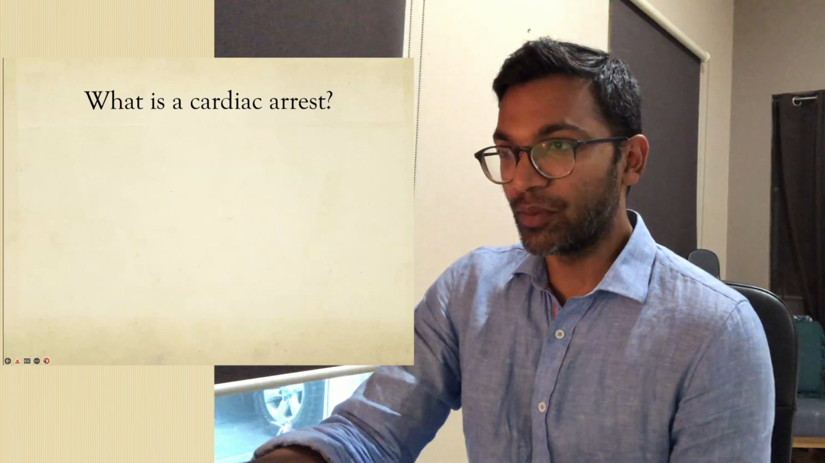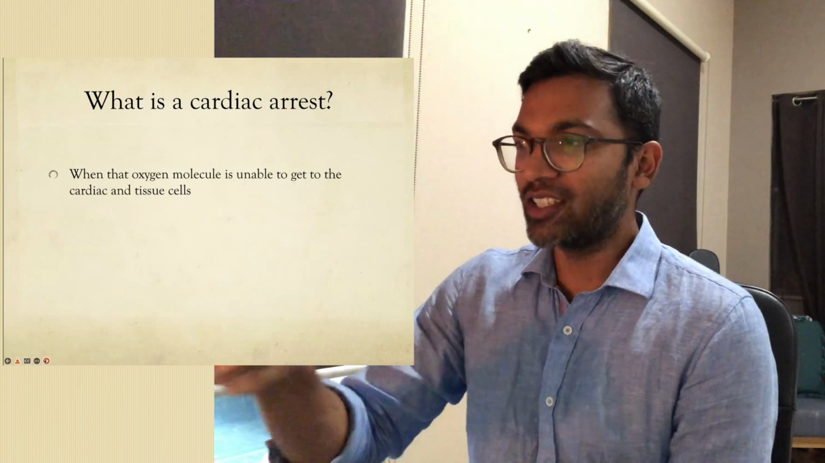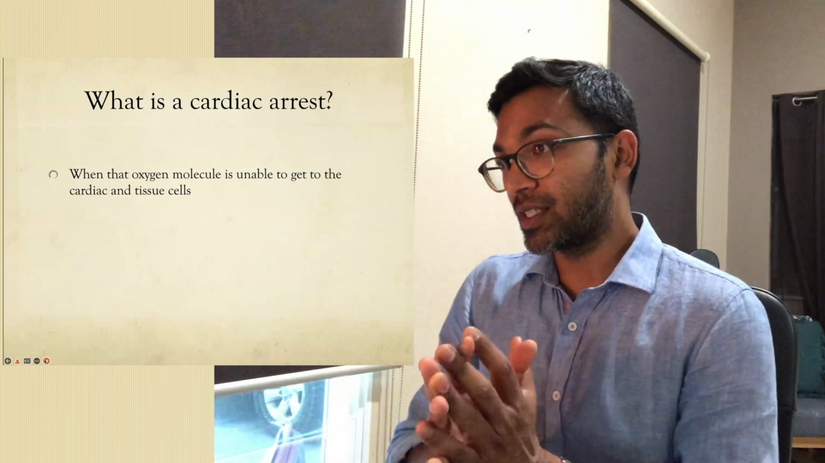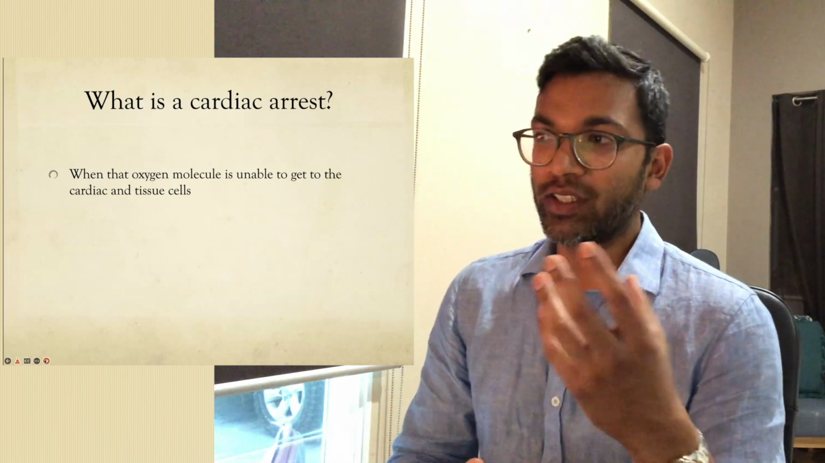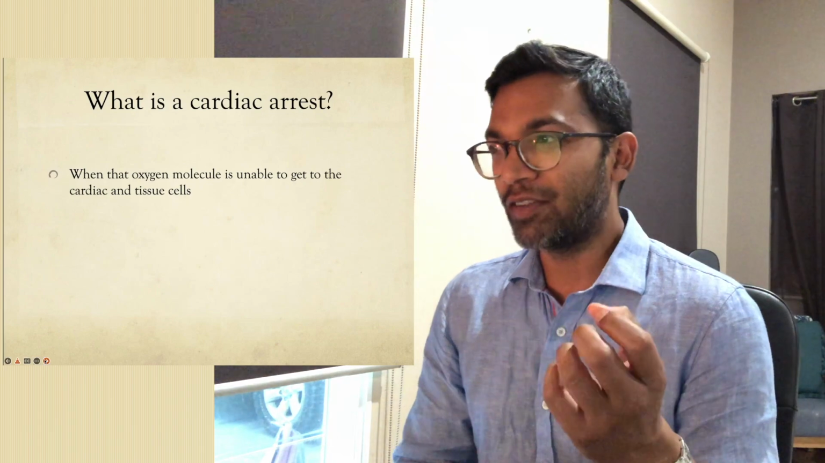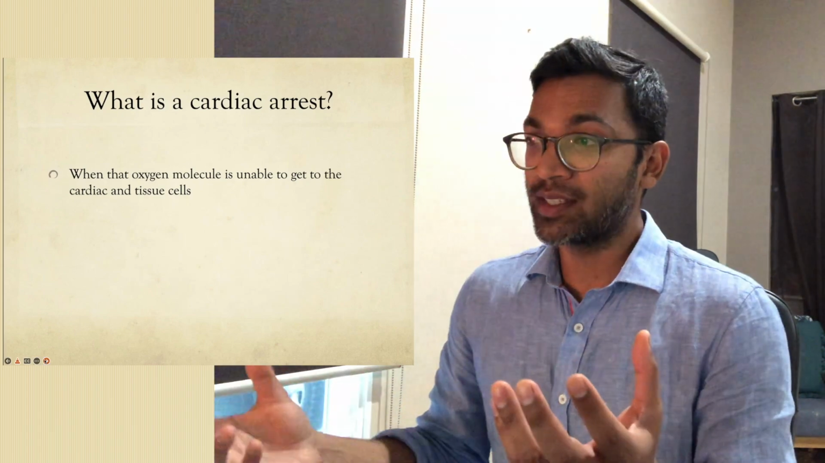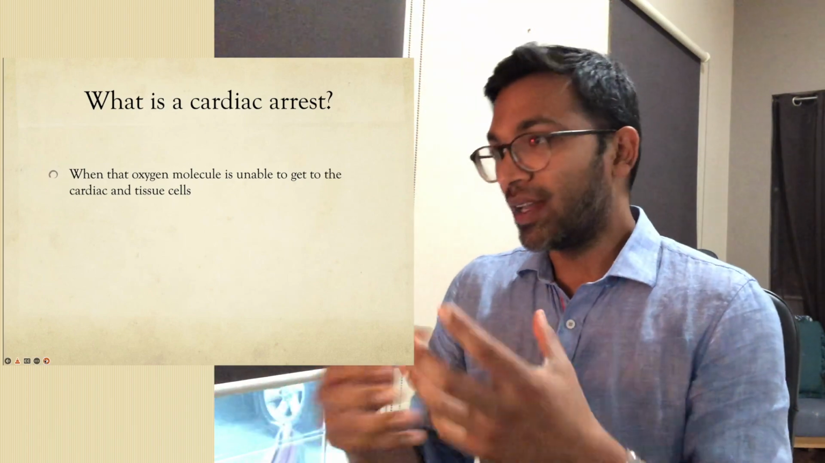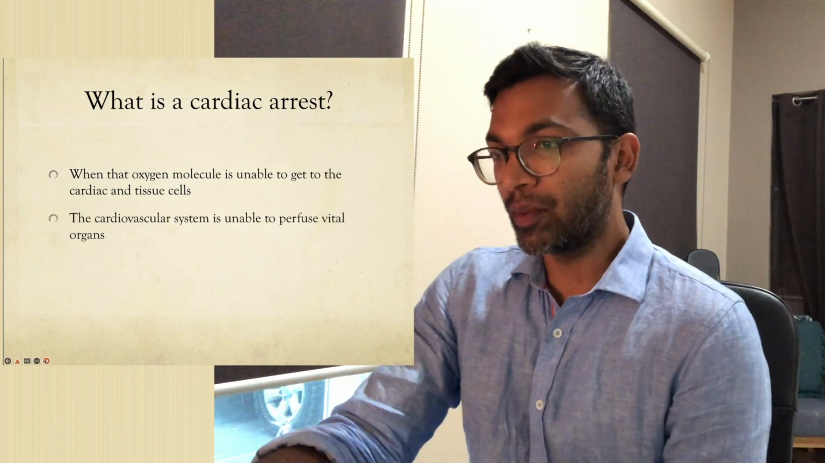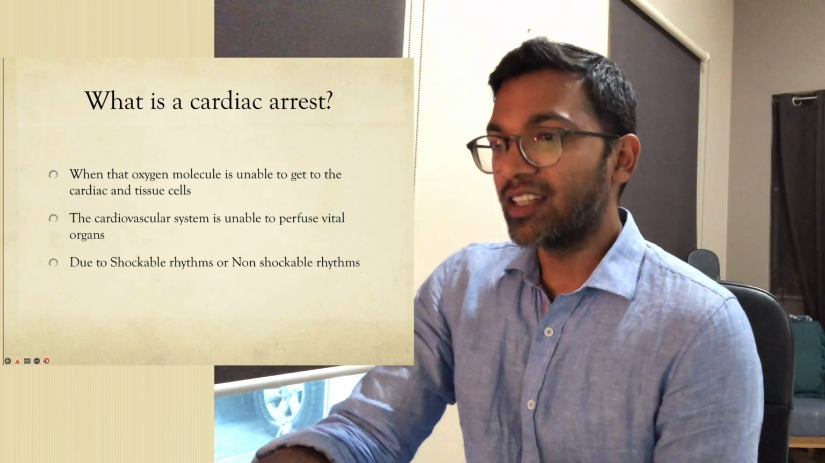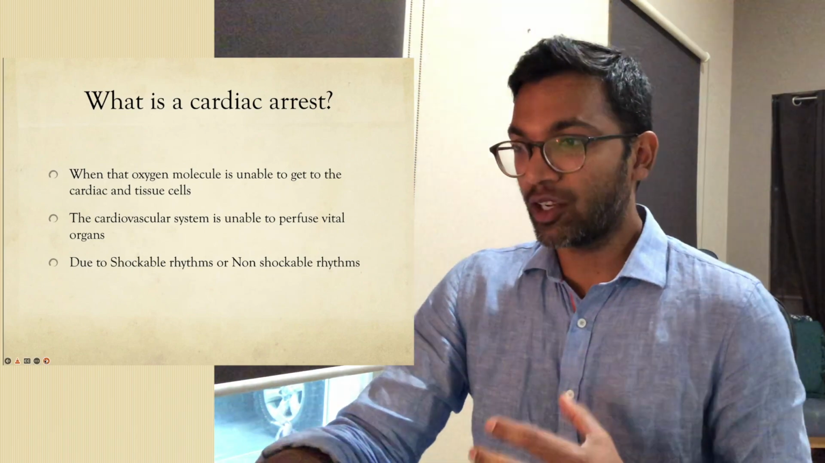Now, this is obviously a really important question. It's when that oxygen molecule is unable to get to the cardiac and tissue cells, and then you get some kind of cardiac arrest. That could be everything from your heart muscle having a funny rhythm, ventricular fibrillation or ventricular tachycardia, or the heart could be pumping but ineffectively because there might be no volume, or something else might be going wrong with the actual circulation. So cardiac arrest is either the heart or the circulation, and problems there are why you get badness. The cardiovascular system is unable to perfuse vital organs, and that is either due to shockable rhythms, VF or VT, or non-shockable rhythms, which is pretty much any other rhythm that could be perfusing.